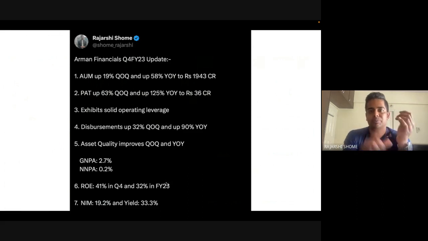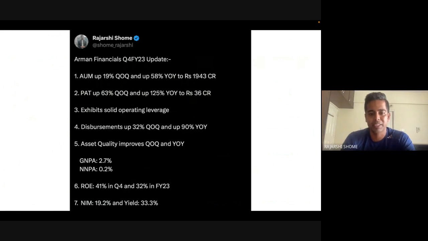So just see what we have done here in the checklist. First we looked at the breakup of the loan book. Then we checked the geography, the kind of customers they are dealing with, the kind of yields they are making, right? We looked at the NIMs, we looked at the cost of borrowing. And now we are looking at the profitability numbers.